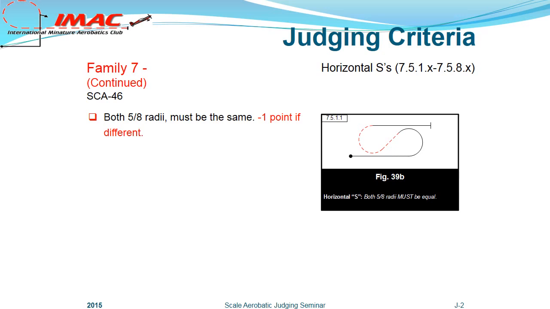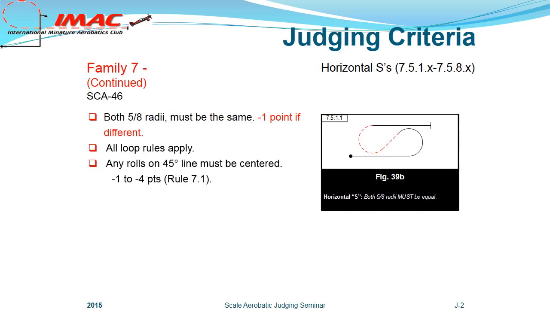We'll begin with the horizontal S, which consists of two 5/8 loops joined by a 45-degree line. The 5/8 loop radii must be the same, and 1 point is deducted if they are not. All of the standard looping rules apply.